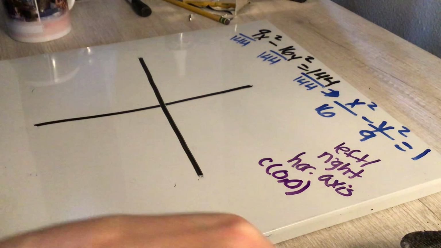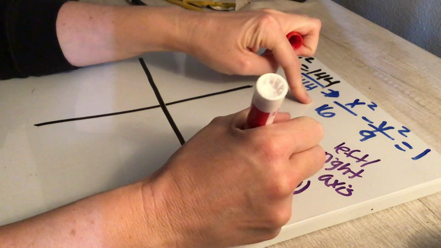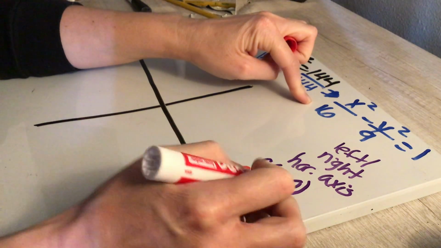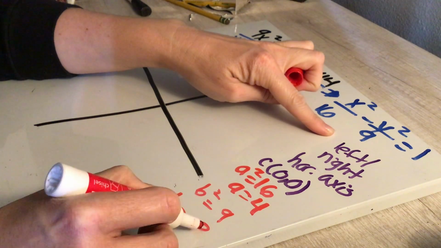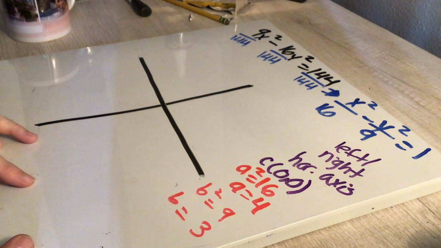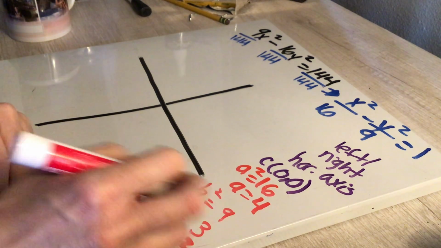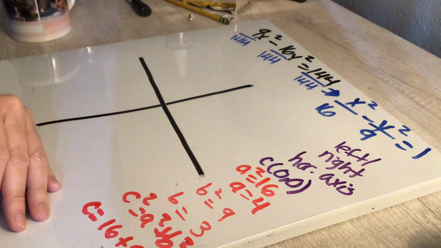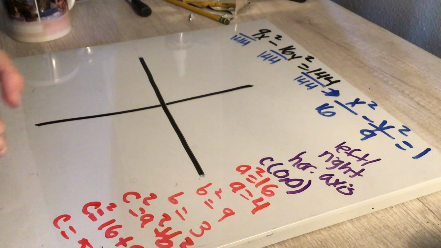Then we're going to find our values for a and b. So the first one on a hyperbola is always a squared. So a squared is 16, so a is 4. b squared is 9, so b is 3. And then you can find your foci, right? So c squared equals a squared plus b squared. So 16 plus 9. So we get 5 for c, for the foci.